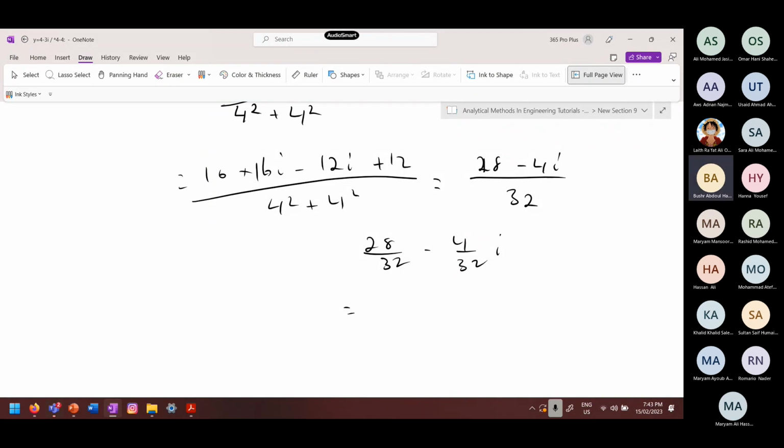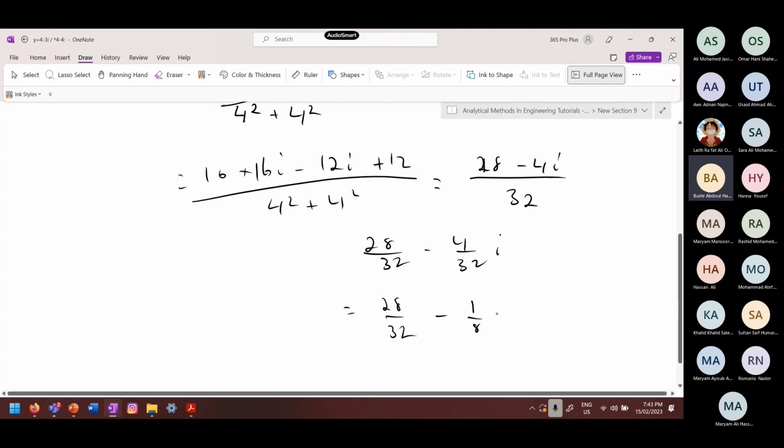Just a minute, let me check this. 28 over 32. No, you cannot simplify 28 over 32, so keep it the same. 4 over 32 is 1 over 8i. Okay, you can check this.